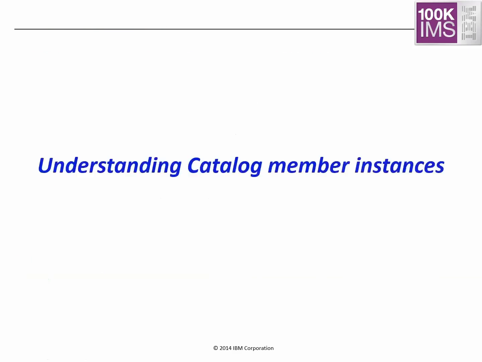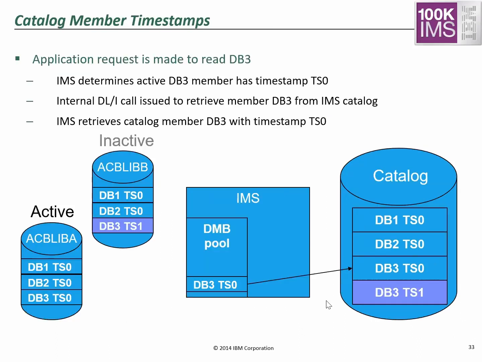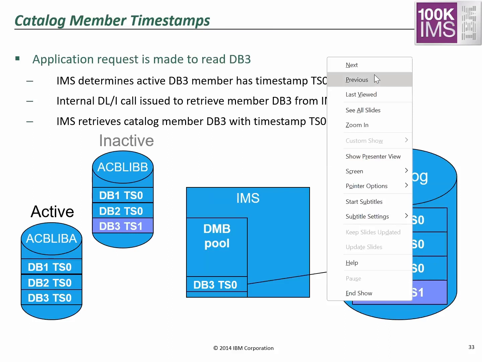Okay. Now, by the way, I'm about to get to what I call one of the most important things in the catalog that you need to understand: instances of members in the catalog. So if you've been sleeping, now's the time to wake up, if you will. So let me explain the notion about instances in the catalog. Let me go back to the previous page here.